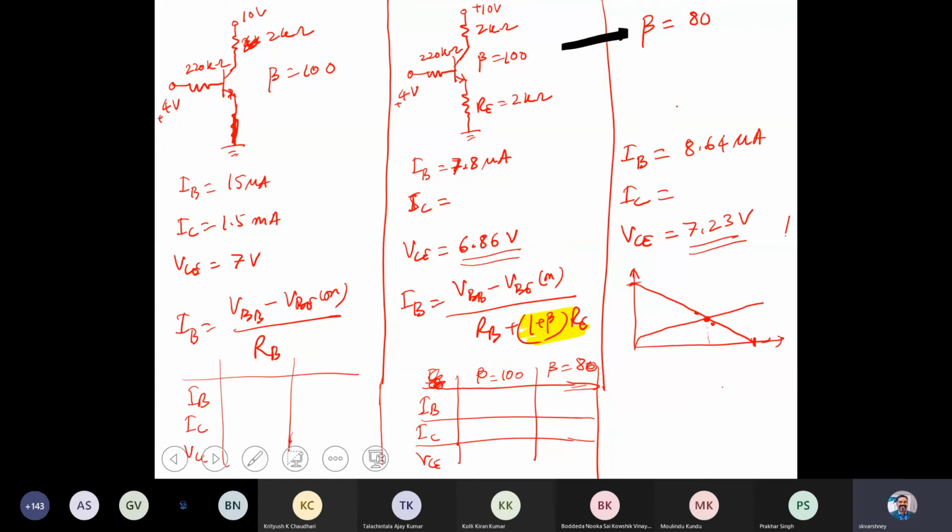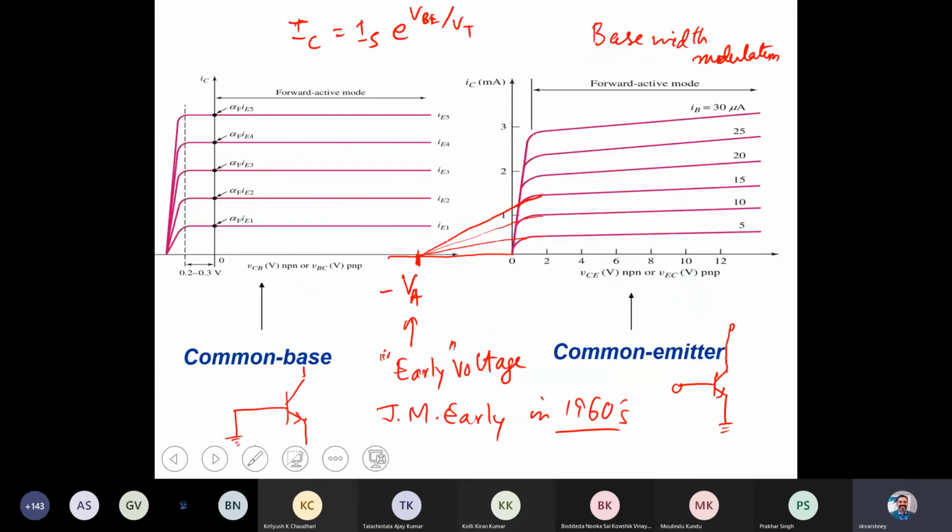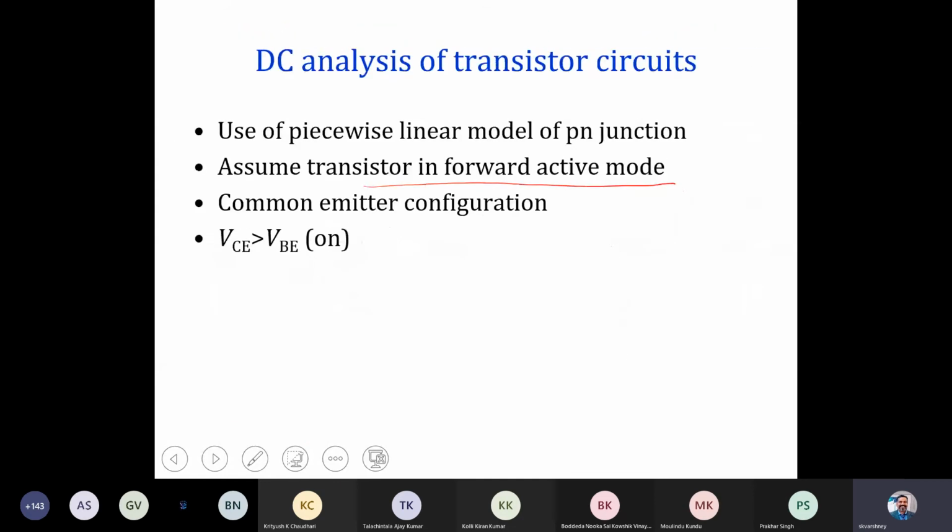So you can write down the input and output equations considering active mode, and then judge whether the output voltage is greater than VB on. If so, the assumption of active mode is correct. If your VC is less than VB on, then it is in saturation mode. So we need to find out the other parameters, like the saturation.